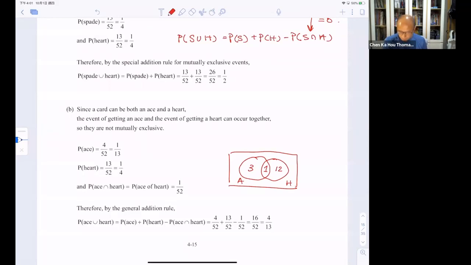So to find the probability, first you find the probability of ace. There are 4. Probability of heart, it is 13. Probability of the card in common, there is 1. So this is the answer, 4 over 13. Right. Are you clear? Okay, then we use the additive rule to solve the problem.